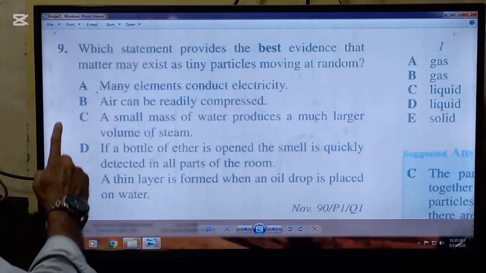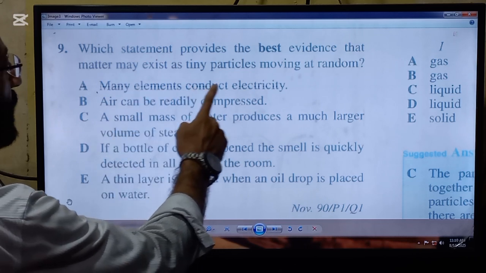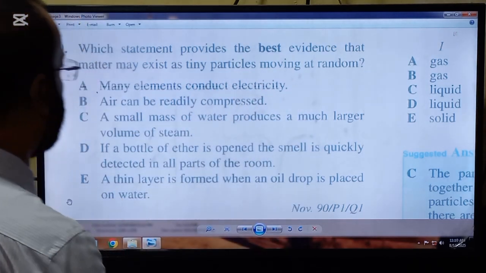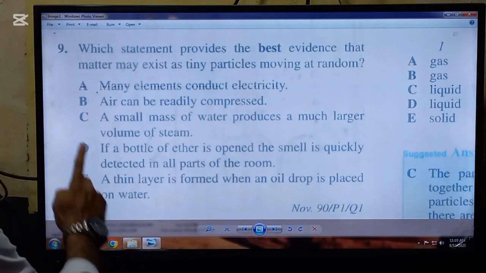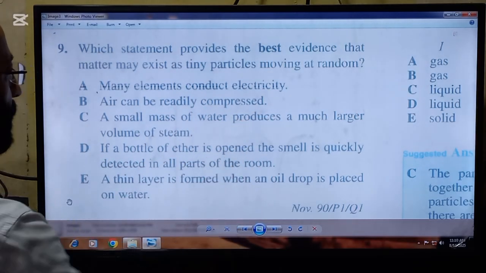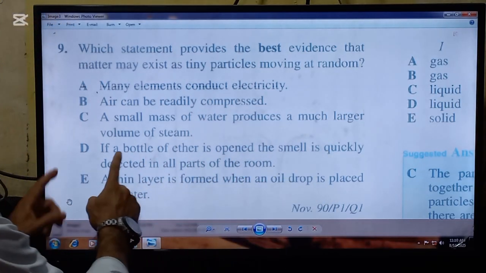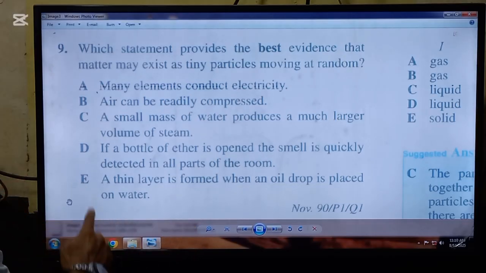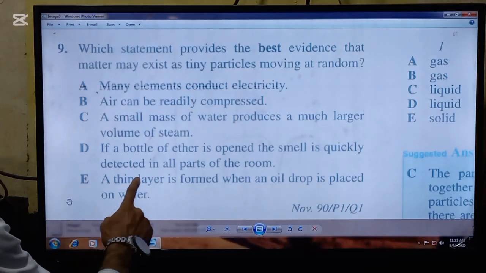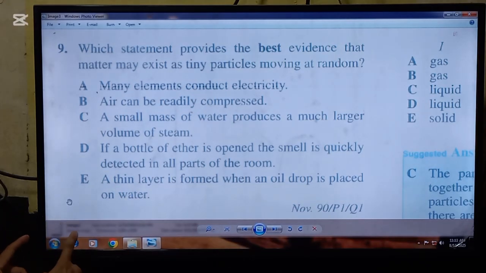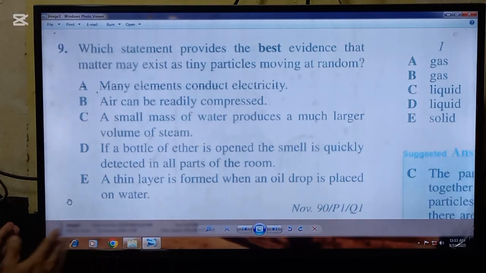The statement of the question is, which statement provides the best evidence that matter may exist as tiny particles moving at random? And the options are: A, many elements conduct electricity; B, air can be readily compressed; C, a small mass of water produces a much larger volume of steam; D, if a bottle of ether is opened, the smell is quickly detected in all parts of the room; and E, a thin layer is formed when an oil drop is placed on the water.